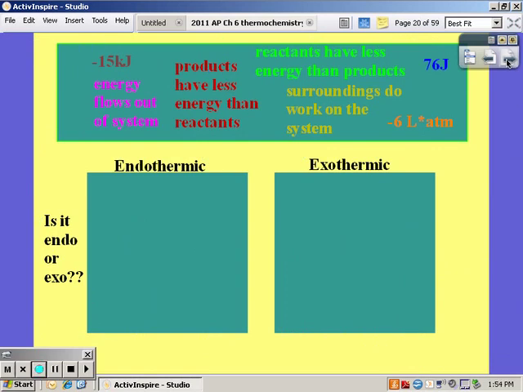Go ahead and classify these as endo or exothermic, and we'll go over them in class.